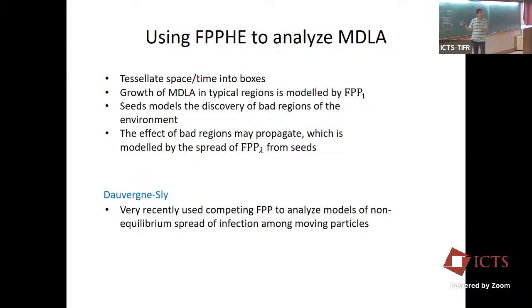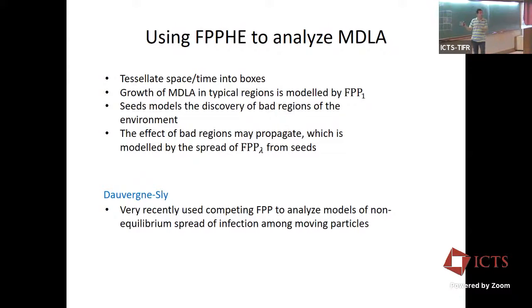Let me now tell you what is known about FPPHE, because if you can't analyze FPPHE, of course, you cannot use it to analyze anything else. I have two results to report. The first one is in the original paper with Vladas, which we used to analyze MDLA. We show the following: for any lambda smaller than 1, and this was very important for us, if p is small enough, then FP1 survives with positive probability. And for this process, positive probability is the best you can hope for, because with positive probability, the origin is going to be surrounded by seeds, and that's over for FP1.